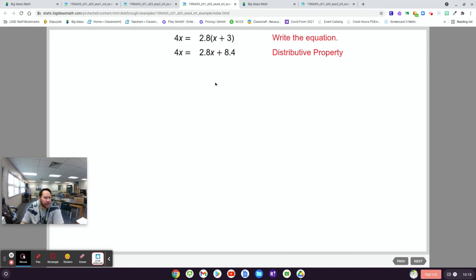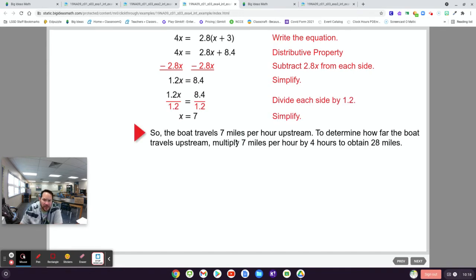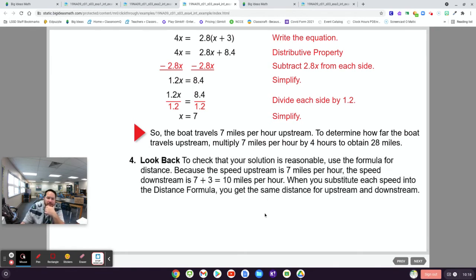What's a good next step? Subtracting 2.8x on each side is a good next step. That will leave you with 1.2x equaling 8.4. Then you divide to find out that x equals 7, which means that the speed upstream is 7 miles per hour. If you need to find the miles upstream, they did that for 4 hours. So you go 7 miles per hour times 4 hours. It's 28 miles each way on the trip, upstream or downstream.